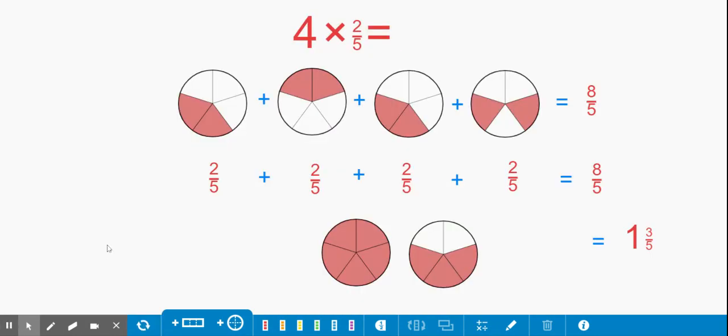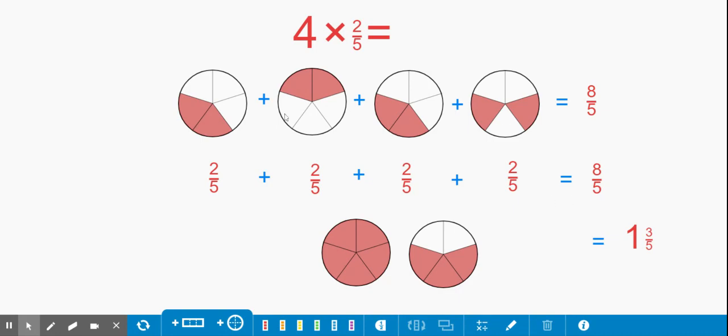Okay, let's move on to our next problem. Our next problem is 4 times 2/5. That would mean that there are 4 groups of 2/5, or 4 times 2/5. So if we look at our pictures here, we have 2/5 plus 2/5 plus 2/5 plus 2/5, and that would give us 8/5. If we look at it numerically, 2/5 plus 2/5 plus 2/5 plus 2/5 equals 8/5.